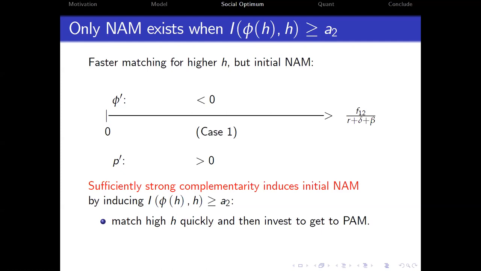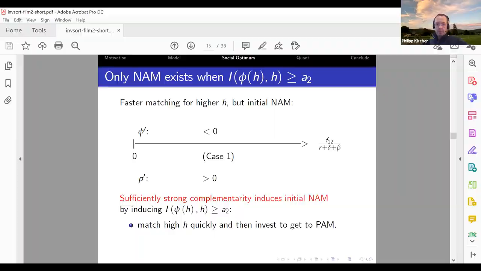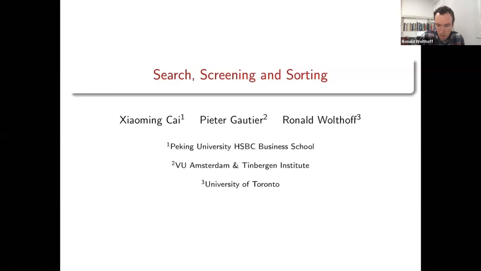Okay, thank you. We're running short of time. So Shouyong, there's another question on the Q&A. Maybe you can type your answer to the attendees. All right, we need to move on to the next talk. Our next talk is by Ron Wolthoff, and it's on search, screening and sorting. Okay, let me share my screen. Meanwhile, thanks for inviting us. Does this work? Yes. Yep. Okay.